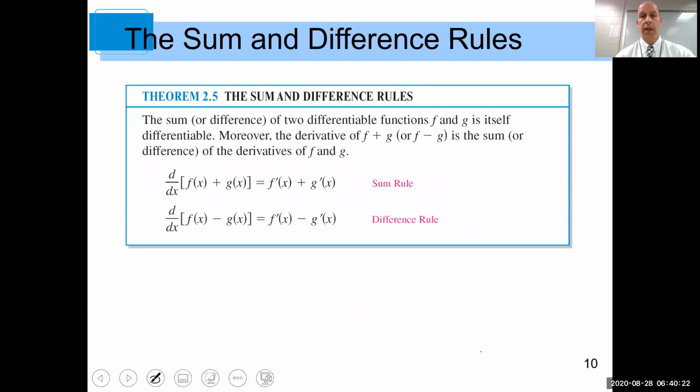Sum and difference rules. The sum and difference rules are basically, what if you're taking multiple functions and adding them together, or multiple functions and subtracting them? Well, the easy way to think about it is this. The derivative of a sum is the sum of the derivatives. The derivative of a difference is the difference of the derivatives. In other words, just do the derivative of the first part minus the derivative of the second part.